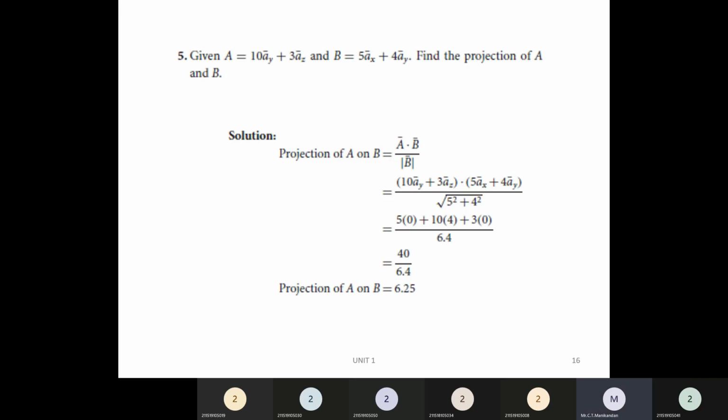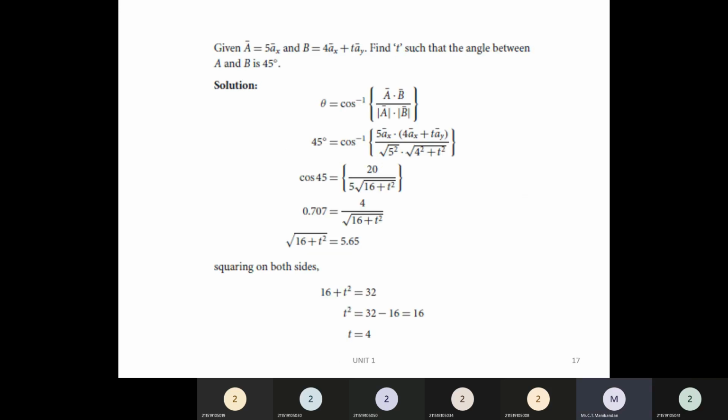Then about the projection of one vector over another vector. I have given two vectors for you. If you want to go with the projection of vectors, projection of A on B: A vector equal to 10ay plus 3az and B equal to 5ax plus 4ay. Projection of A on B, we will be having this one here. These are the basic things you will be having.